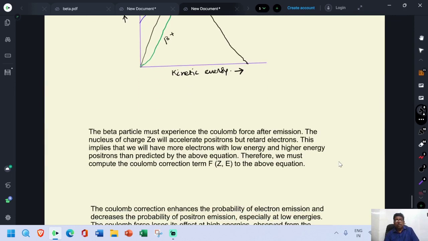Say once again, go through the Coulombic correction term. The beta particle must experience a Coulombic force after emission. The nucleus of charge plus Ze attracts the electron. This is known to you. Therefore, deceleration is possible for an electron, whereas it accelerates the positron, plus plus repels. This implies that we will have more electrons with low energy, because of the attraction the energy of the electron is reduced, and higher energy positrons. Positron energy is increased because of the repulsive force. Therefore, we must include the Coulombic correction term F of Z comma E in the above equation.